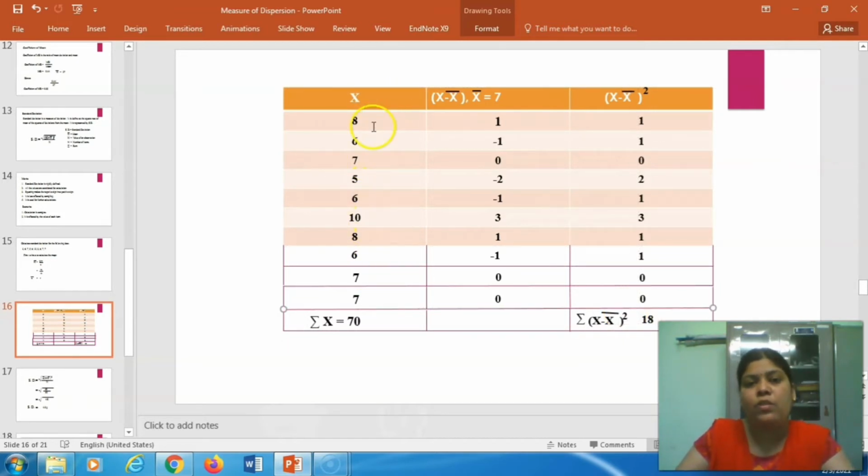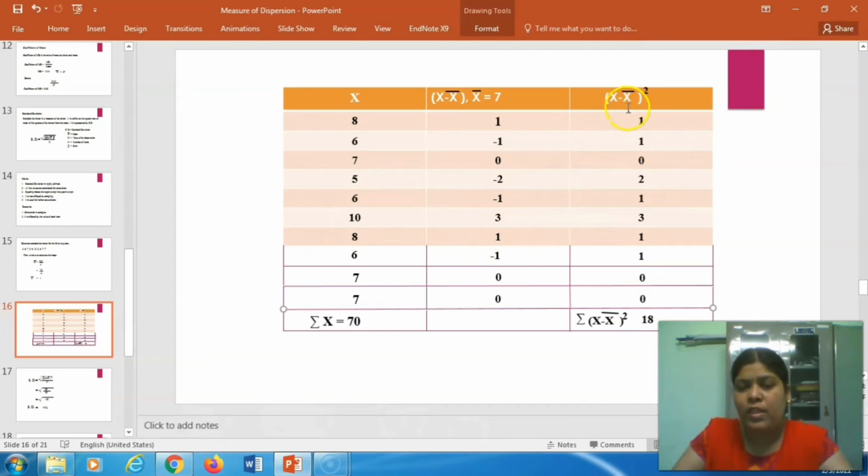Here the values of x are given, then x minus x bar. x bar means mean. What is our mean? 7. x bar is equal to 7. So we have to subtract 7 from 8 like this. x means our 8, 8 minus 7 we will get 1. 6 minus 7 we will get minus 1. So like this all values came here.